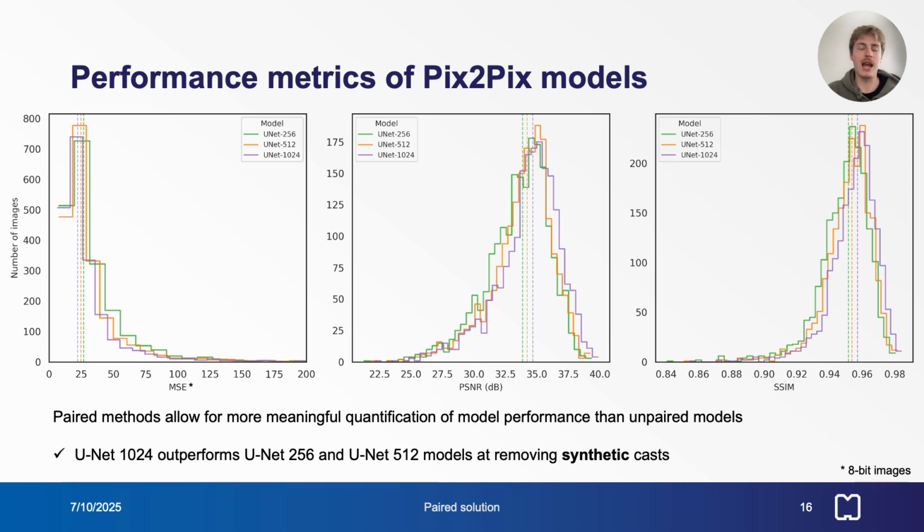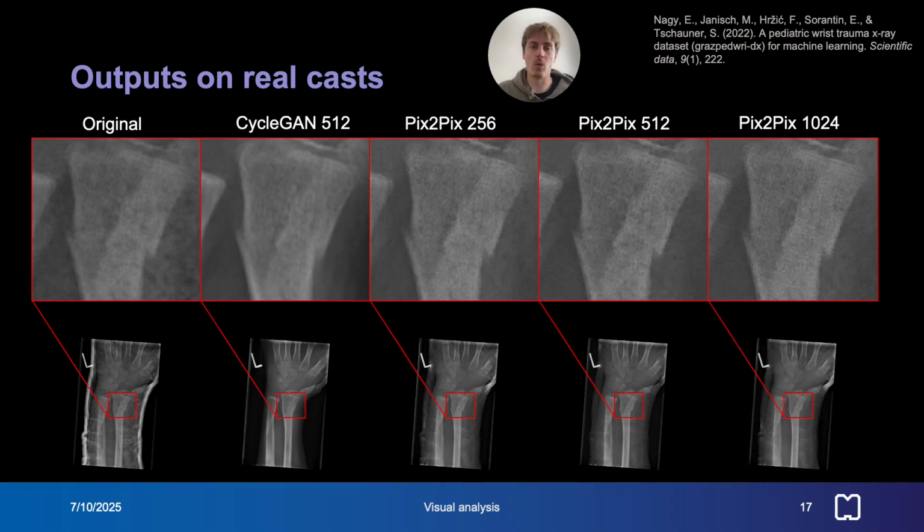So in the paired problem, we can now make a properly justified choice of model architecture, which is great, but ultimately, our model needs to be tested on real casts. One example is shown here with an image from a publicly available pediatric wrist trauma dataset. At the far left, we have our original cast image with the zoomed in square showing a fracture. To its right, you first have the CycleGAN cast suppressed image, and then our pix-to-pix models in increasing order of architecture size. It's quite nice to see a visual example like this, as it demonstrates the image texture differences between models. Now, where do we go from here?